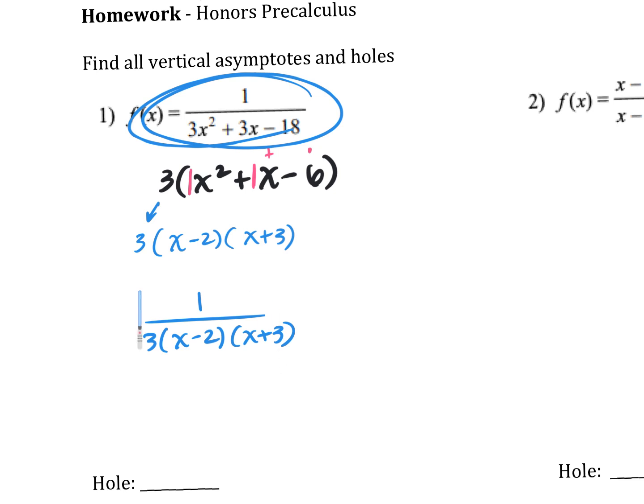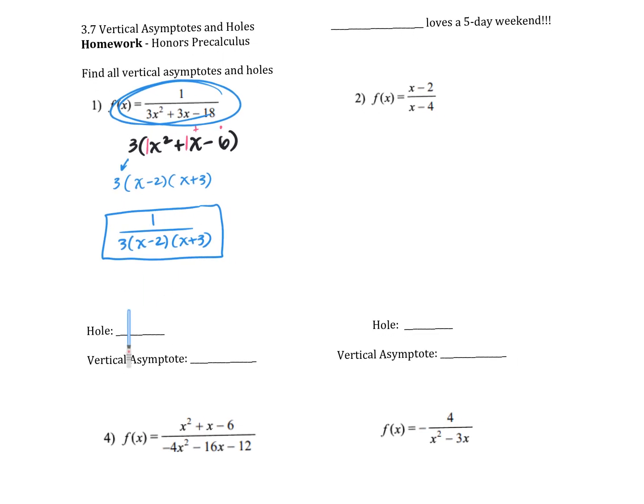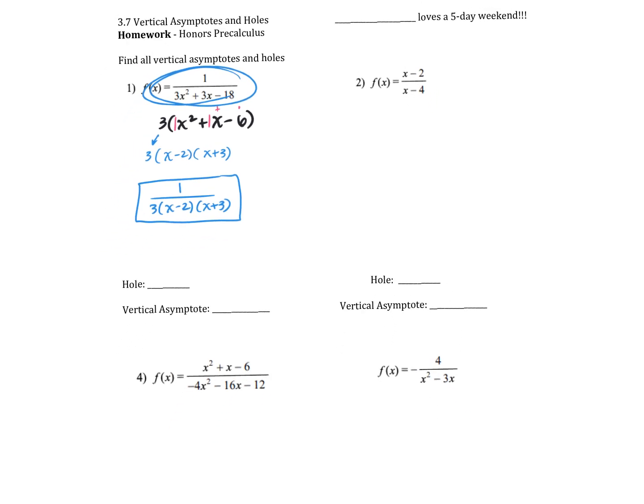And that's as far as we're going to take it. I don't need you to find the vertical asymptotes. I don't need you to find the holes. We're not going to go that far. I just want you to get all of these in factored form. Cool? So let's look at number 2.